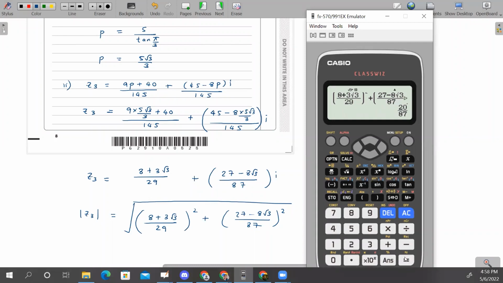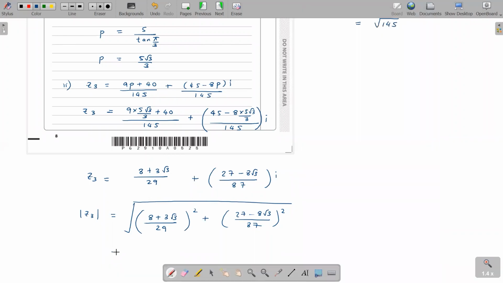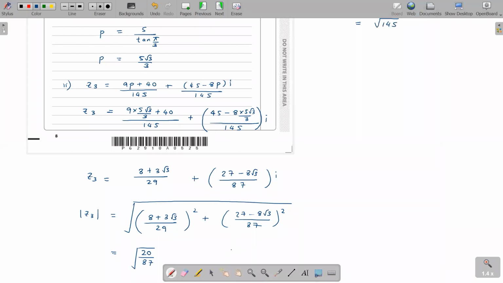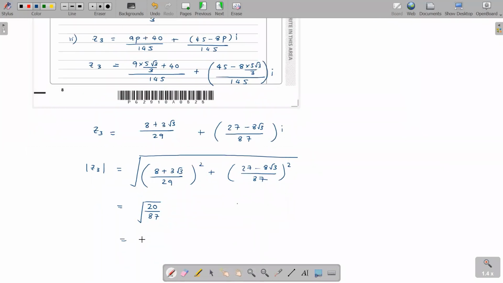I get 20 over 87 inside the root, because I did not give this root function, right? So 20 over 87, getting the entire root of it. You can see I have not given the square root function in the calculator. And then square root of my answer, and I get 2 root 435 over 87.